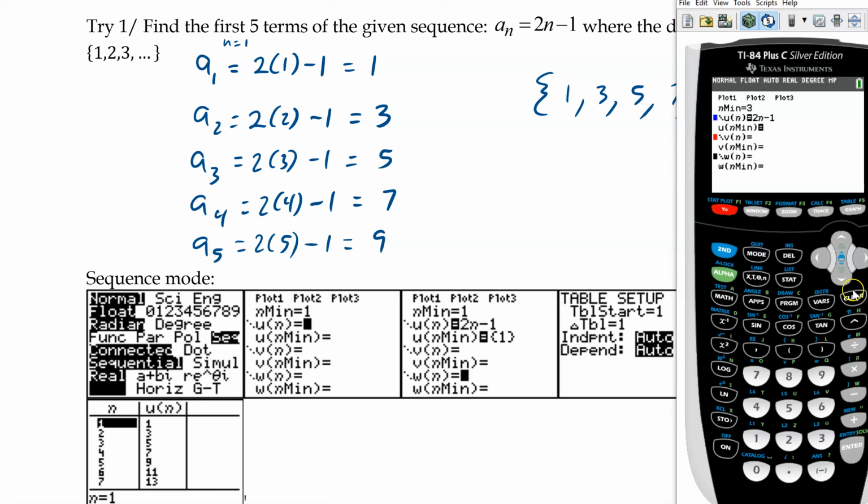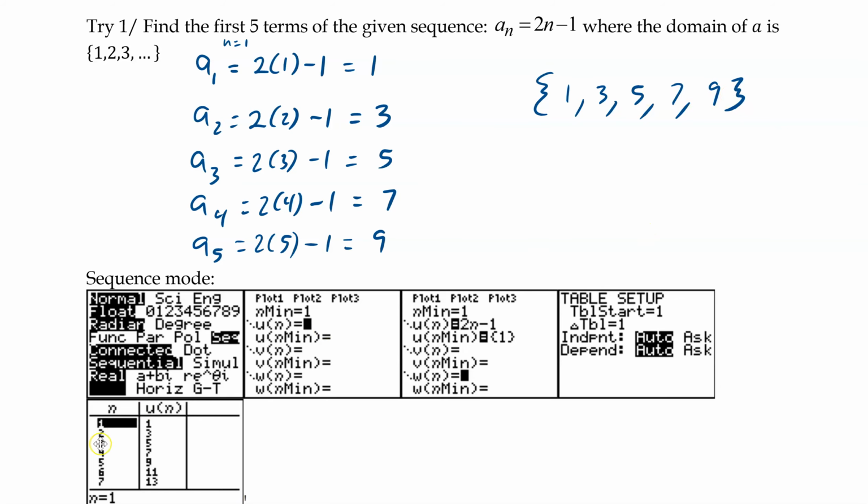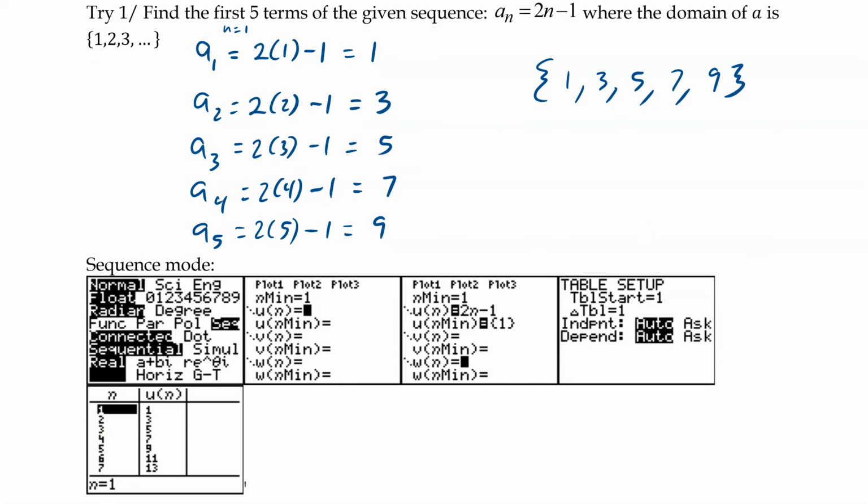And so we want this to start at 1 because that's what our domain says. We go from 1 on. And there you go. So you see the 1, 3, 5, 7, and 9. Those are the first 5 terms that we had. So there you have it. That's our intro to sequences.